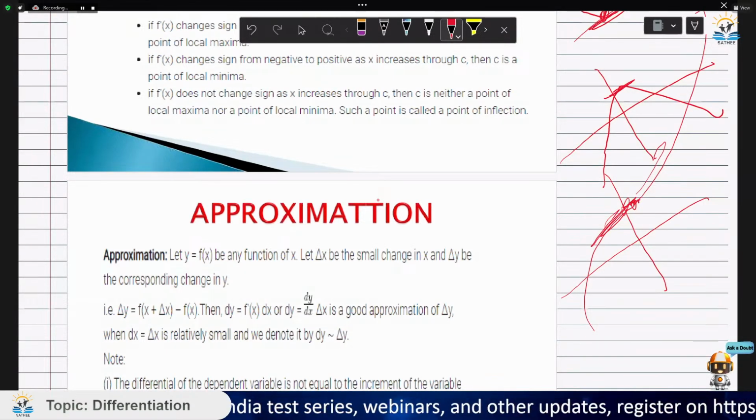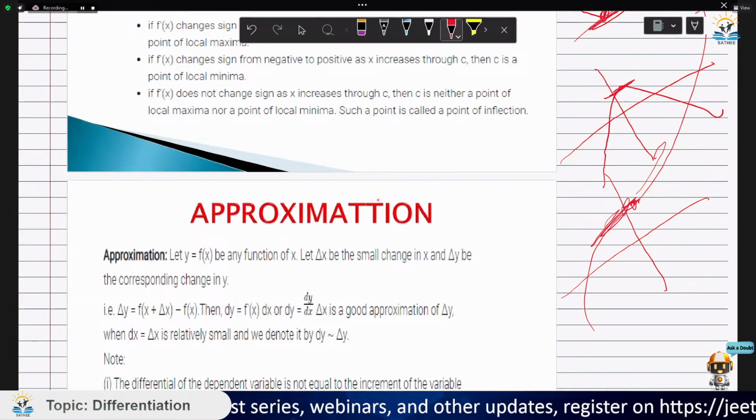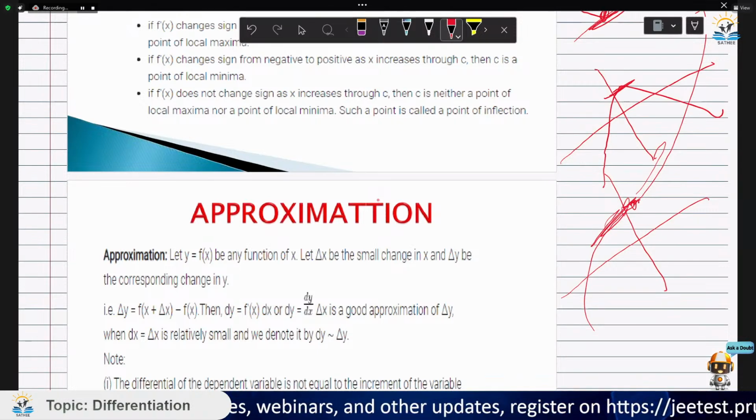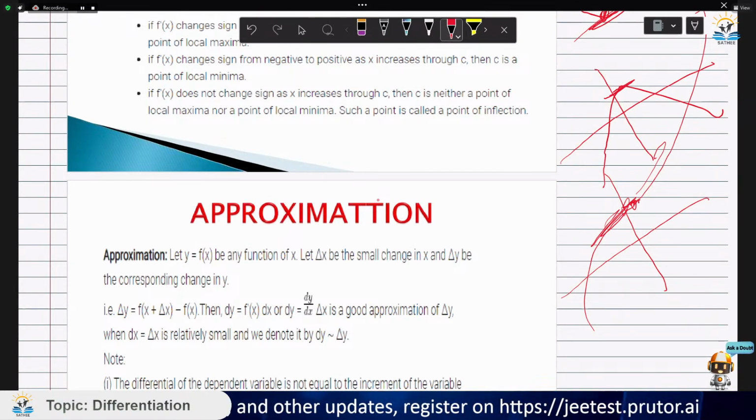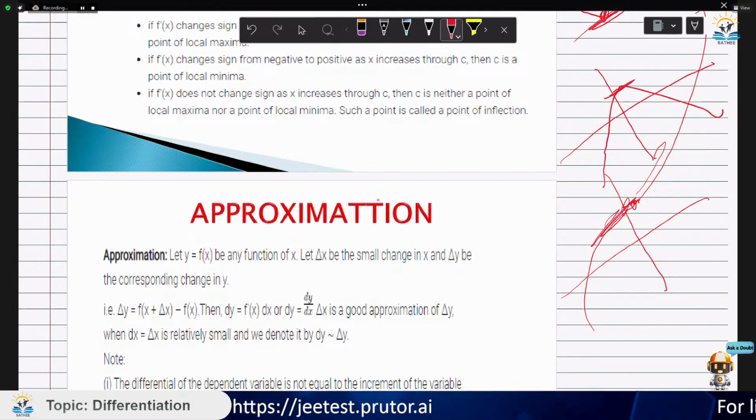So at x equal to 0, we get that. We differentiate both the sides. Okay, so it's very easy. It's nothing out of the box. Let's do another question.